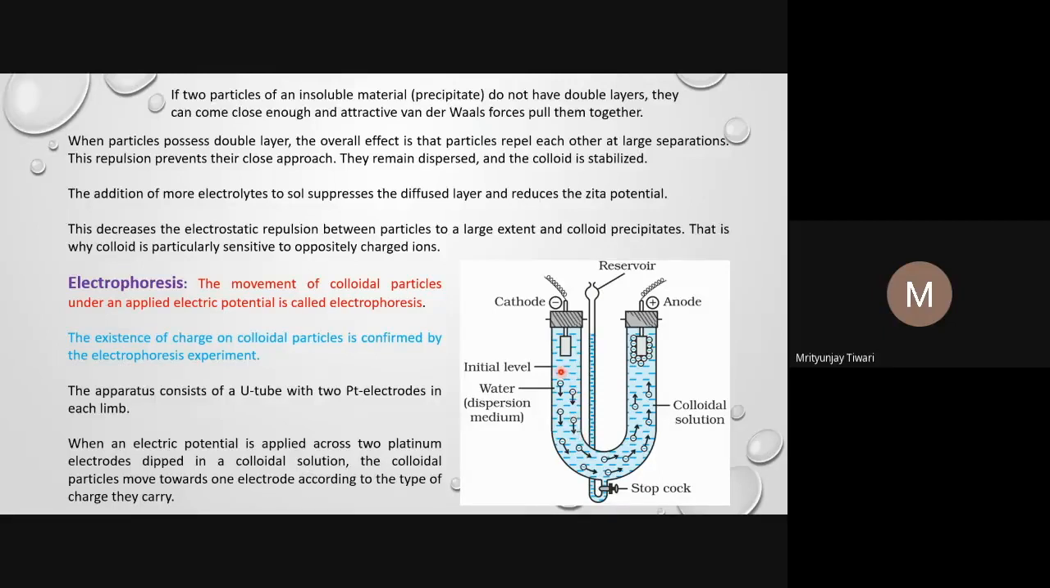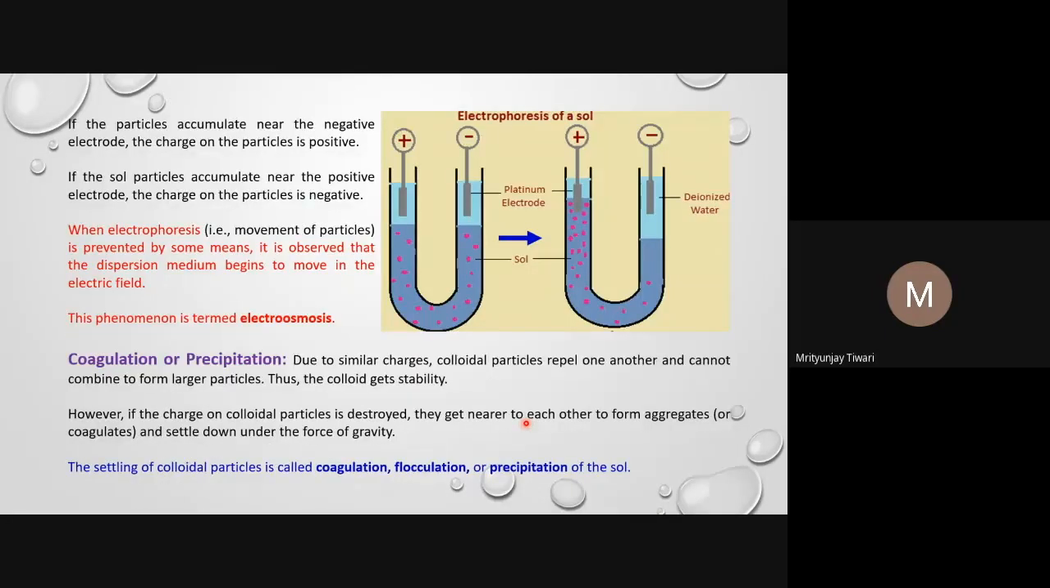Initially the level was up to here, but finally, as soon as this electric field is generated, the particles, being negatively charged, will start moving towards the anode, getting attracted to the anode, and so you can see here that their position goes down. The water is the dispersion medium. So what we see actually is this kind of solution.